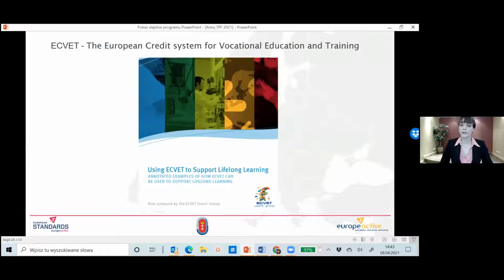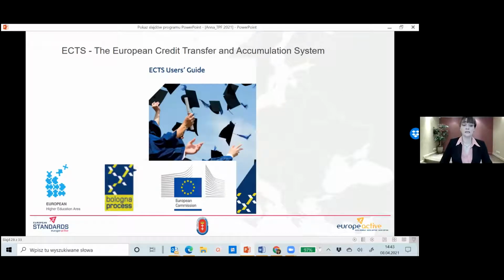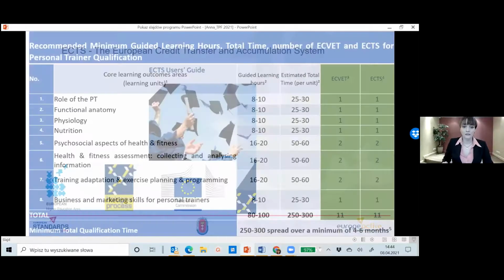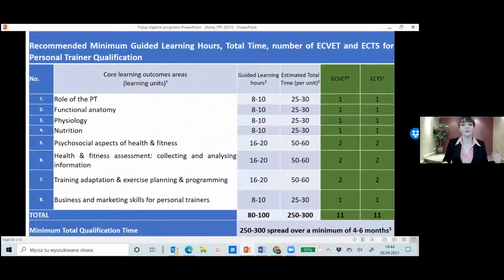And important information is that we use both systems. ECVET, which is typical for vocational education and training, and also we use ECTS, the European Credit Transfer and Accumulation System, typical for higher education. And owing to that, we are able to put some credits to our qualifications in the fitness sector. So we have ECVET, we have ECTS, and this is an example for the personal trainer qualification. Is it important or not?